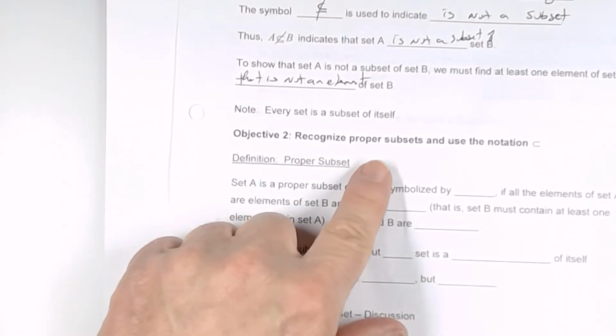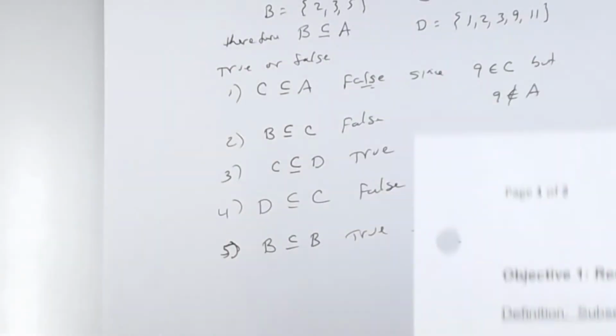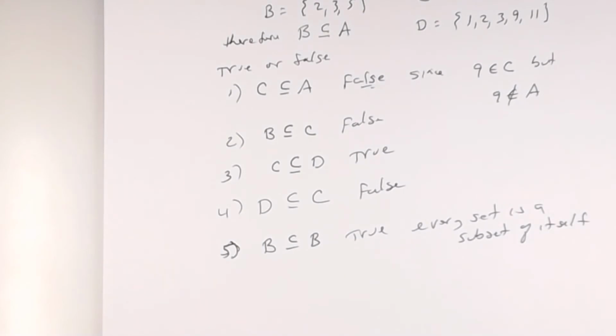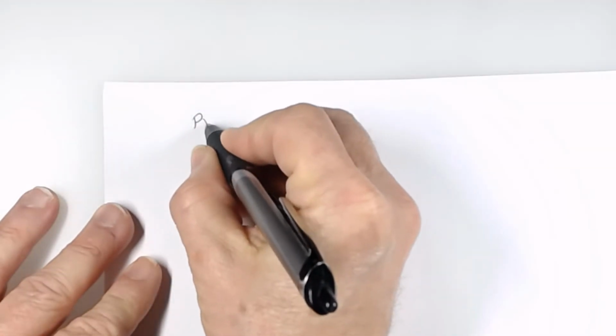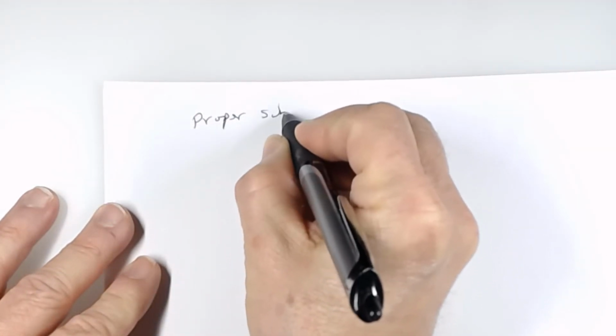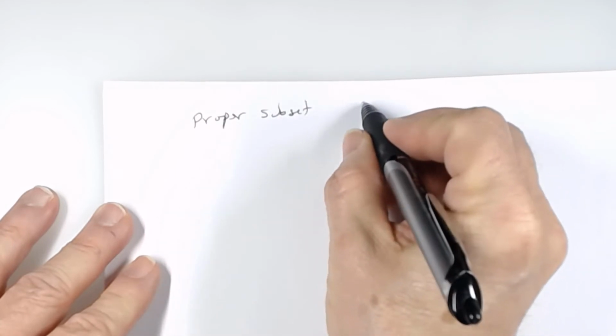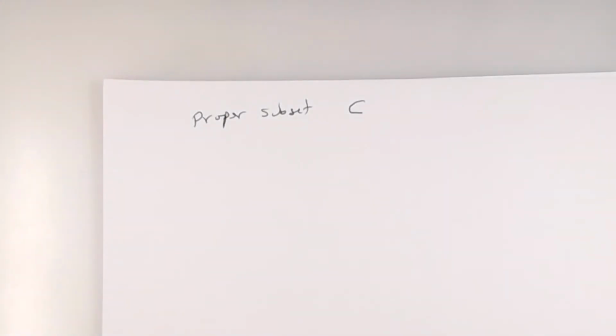Now, let's talk about proper subsets. We talked about subsets. Now, you all know what the symbol is for subset, right? Here's the symbol for proper subset. It's just that thing that looks like a C. That's it. You don't have that segment underneath. Is that clear? So that means proper subset.